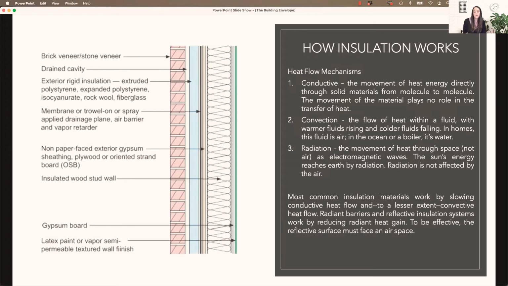So most commonly in insulation, it's working by slowing down conductive heat flow and reflecting that heat back so that it maintains the proper temperature inside. Any questions about insulation?